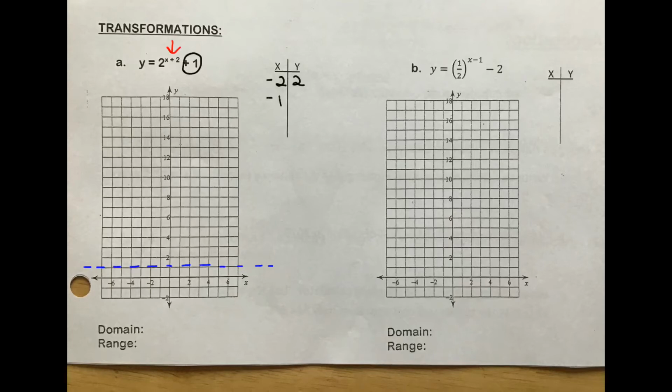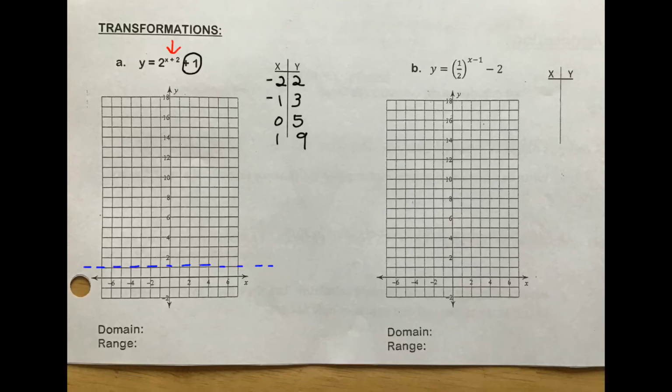Now I'm going to make it a -1. If x is -1, -1 plus 2 is 1. 2 to the first is 2. Add 1, you get 3. Let's do another one. 0. If I plug in x equals 0, 0 plus 2 is 2. 2 squared is 4, plus 1 makes 5. I'm just going to do one more. If I put x to be 1, 1 plus 2 makes 3. 2 to the third makes 8. 8 plus 1 makes 9.